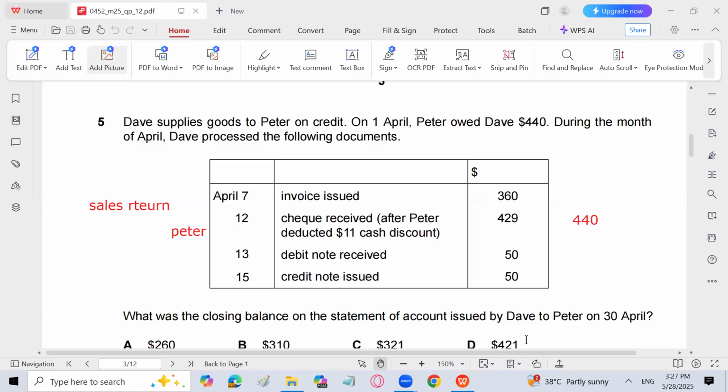What is the closing balance on the statement of account issued by Dave to Peter on 30th April? So that is going to be 440 plus 360. How much? 800, minus 490. 800 minus 490. 310 is the answer. So B is the answer. You can prepare the T account also, no problem. You can prepare the T account also if you want, right? It's up to you if you want to go for a T account, you can do that. Okay, so 310, B is the answer for this particular point.